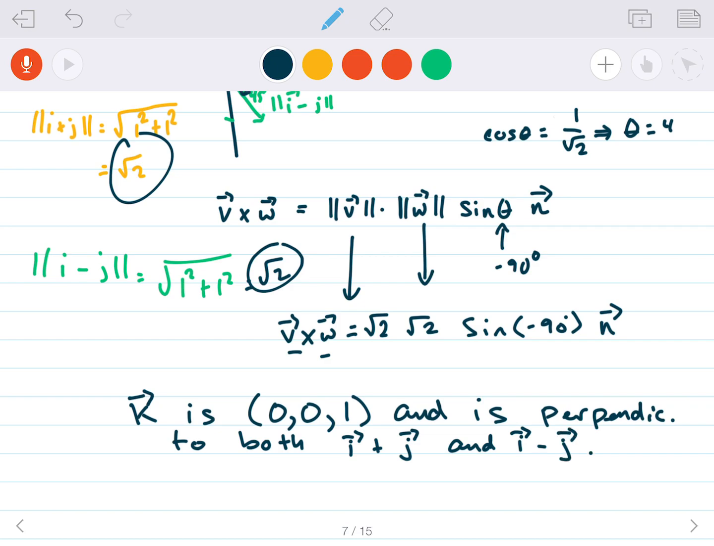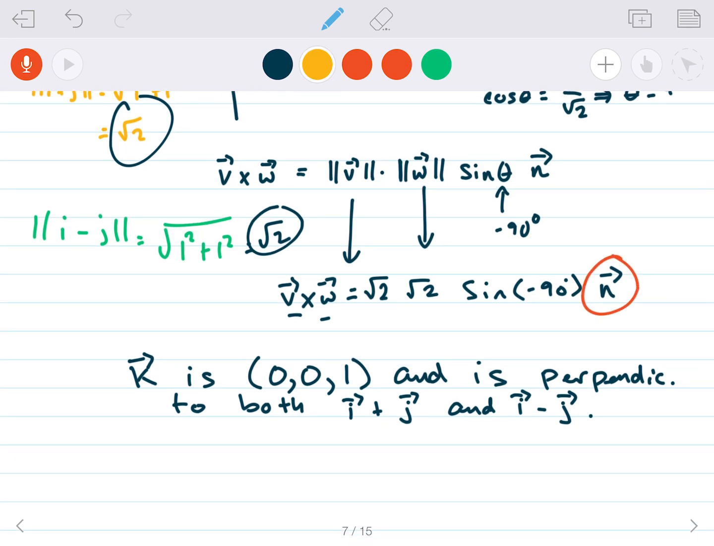Okay, so since that's the case, we can say that our normal vector n is k, and our answer here, v cross w: square root of 2 times root 2 is just 2, sine of -90 is negative 1, and our normal vector that we found is k. And so our answer here is negative 2k. That is the cross product of v and w. So that is a vector that is both perpendicular to v and perpendicular to w.